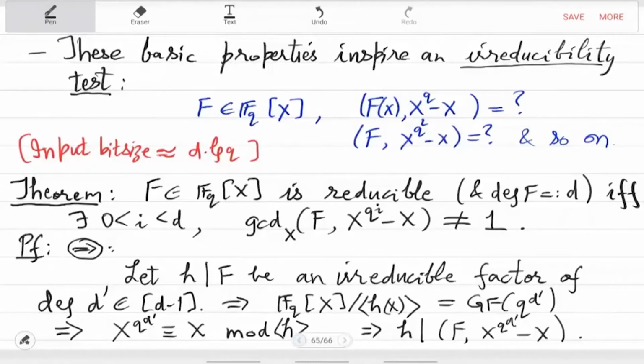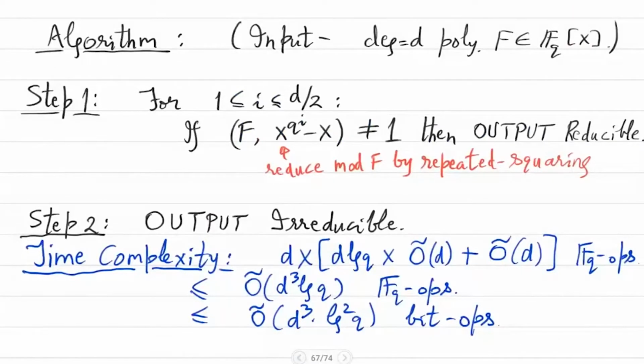Ultimately, we want to find factors of F, but first for that we have to check whether it's reducible or irreducible. So we showed that it is reducible if and only if one of these GCDs is not 1. We gave a proof of this, and based on that there is this straightforward algorithm that you go over all i's taking GCD with respect to this x variable of f with x to the q to the i minus x.